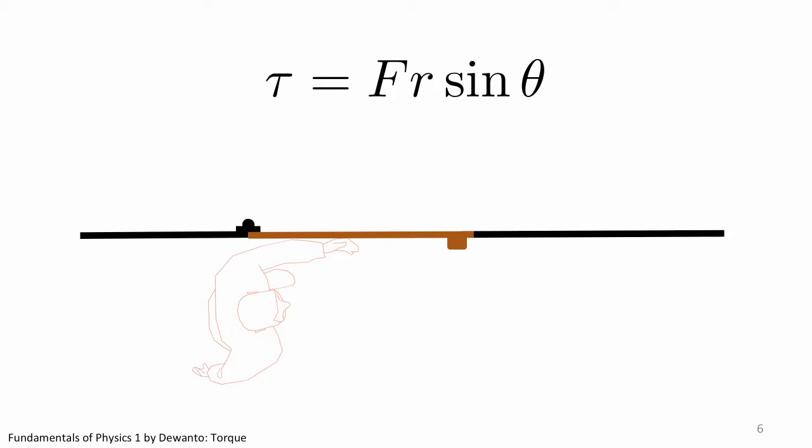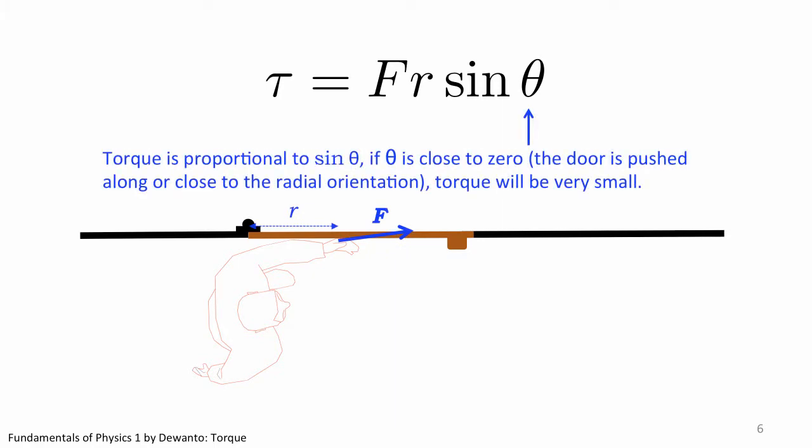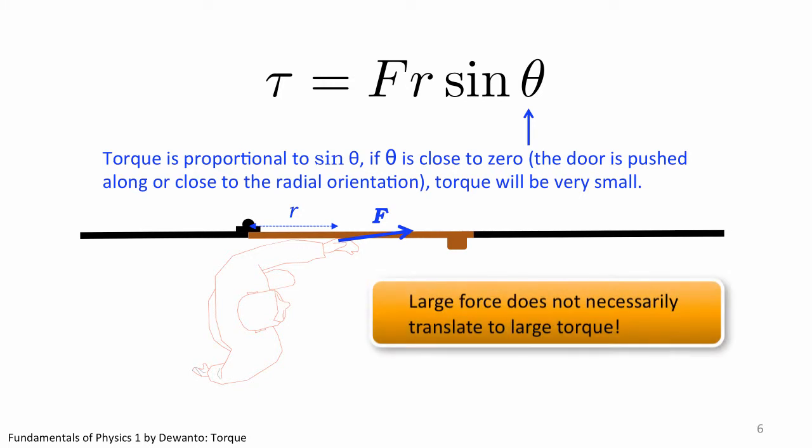And that is because the angle between the direction of the applied force and the radius of the axle is close to 0 or 180 degrees, depending on which angle you are looking at. Either sine 0 or sine 180 degree is 0. Once again, large force does not necessarily translate to large torque.